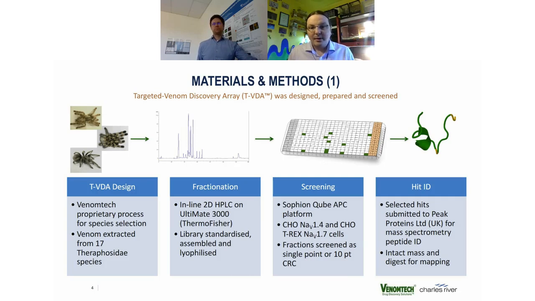So our standard process is designing our targeted venom discovery array, or the TVDA, and the targeting is key here, that we don't just put any old venoms in any old libraries. We're selecting the right species and making sure that therefore you get a high hit rate in those libraries. Collecting the venoms, fractionating them, putting them into screening plates, and in this case the screening was done by Charles River, and then identifying the hits. Because these are natural libraries, we don't actually know exactly what's in each venom, so we then do a process of mass spectrometry to actually identify the hits we found, and I'll talk through that as we get to it.